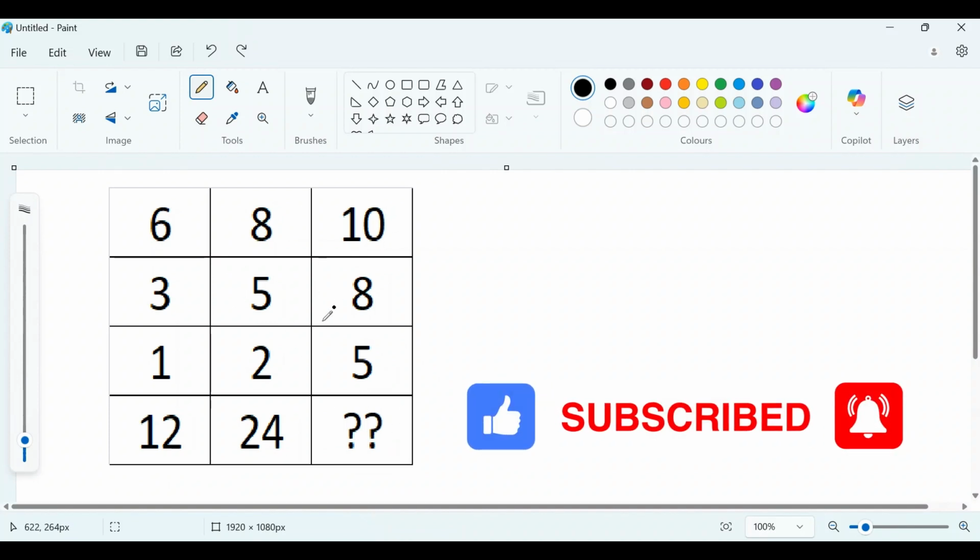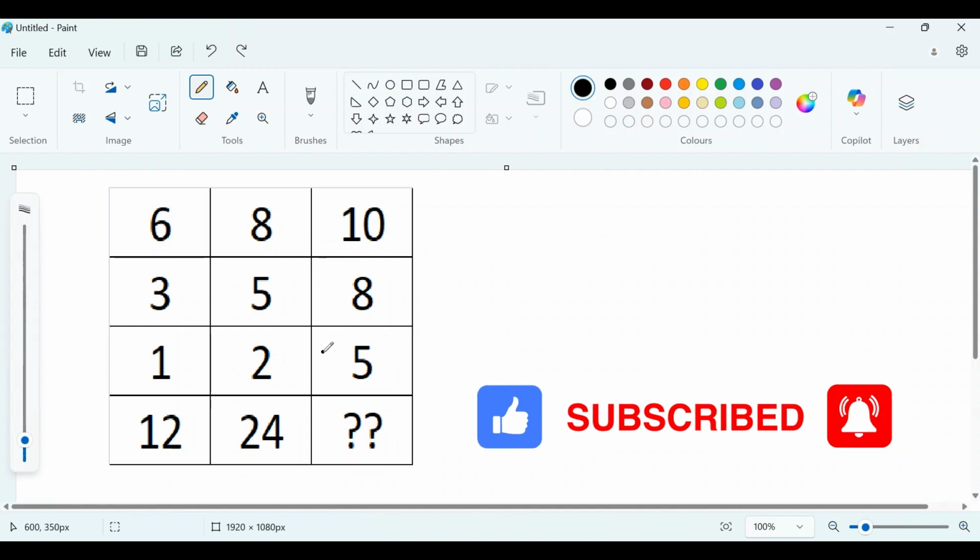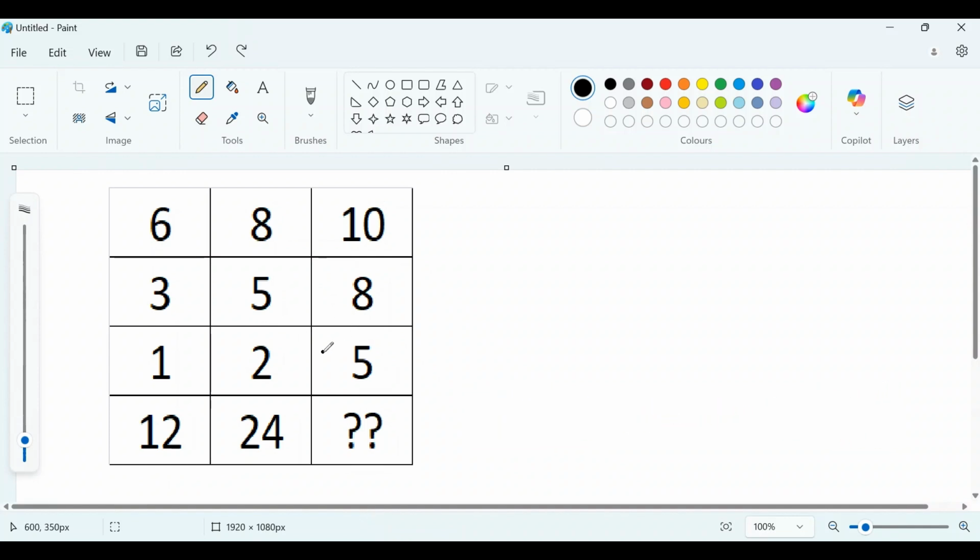As you can see closely this one, and if you want to try the answer for this puzzle you can pause the video and try it and comment your answer, or if you want to know the answer keep watching the video. Here what I am going to do, first identify which are the big numbers. So in this 10 and 8, these are big numbers. Similarly in this here 12 and 24 are big numbers, right? So you can try the puzzle in this way.